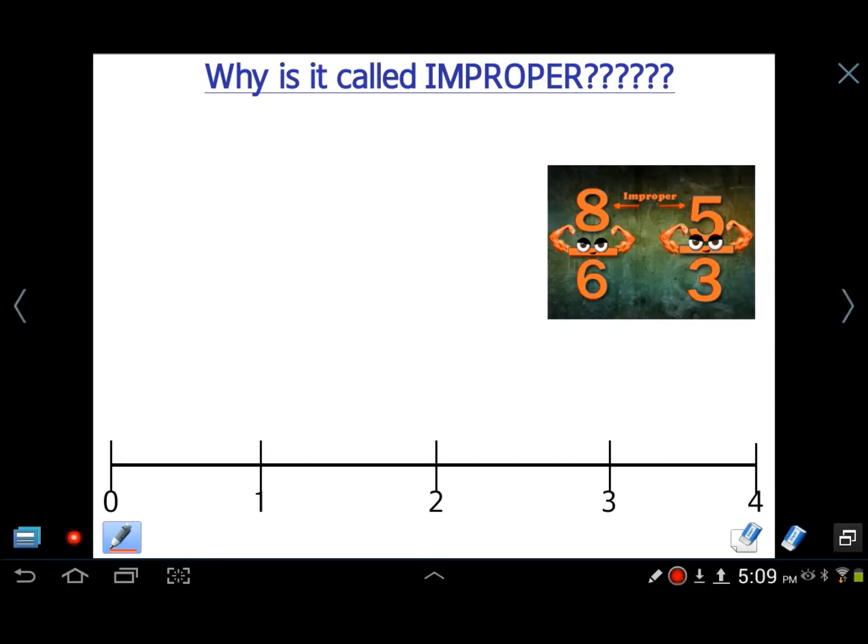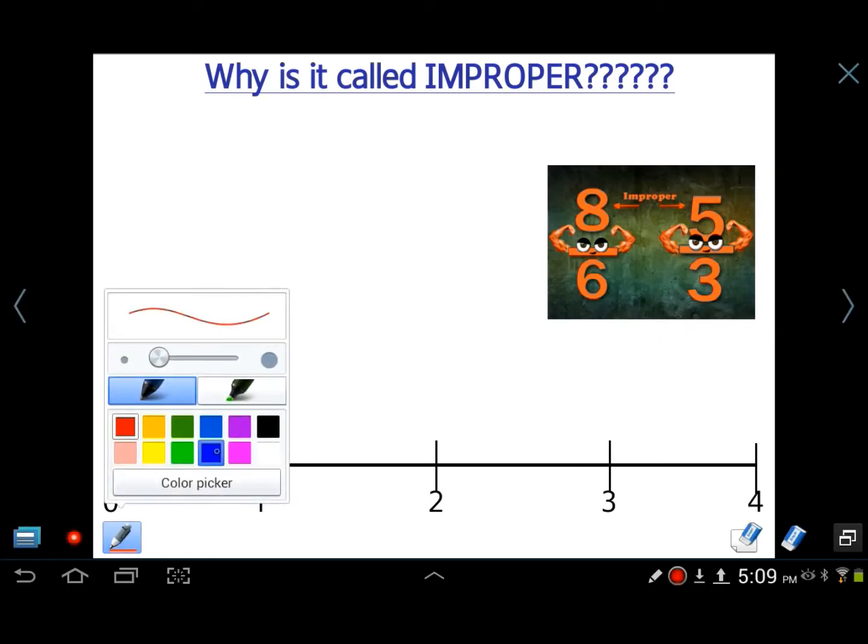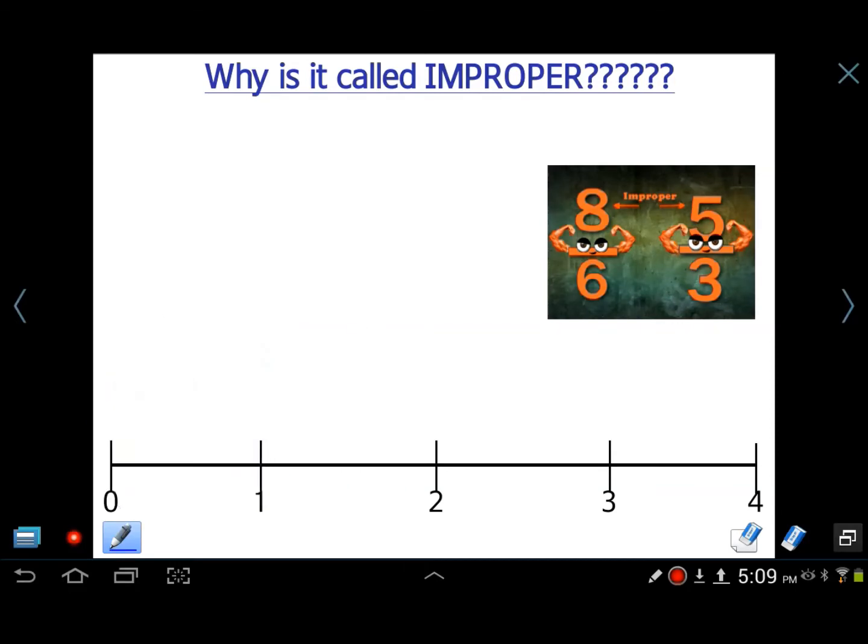A lot of people think it's called improper because it doesn't look like a proper fraction, which is somewhat true. Some people just say, oh, 19/7. It's big on top and small on the bottom. I've heard some people describe it as an upside-down snowman. It's too big on top, too small on the bottom. It's not going to stand. That's one way to put it.